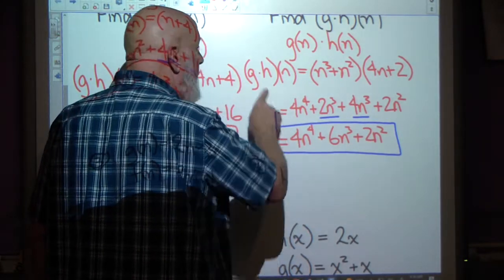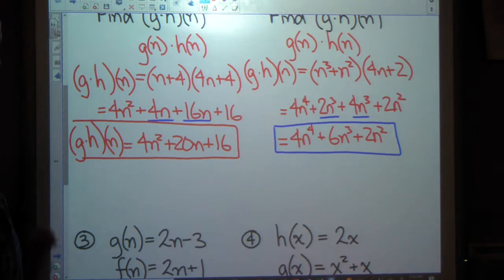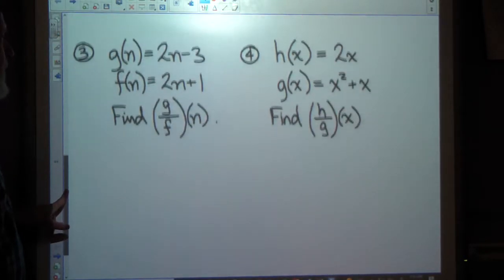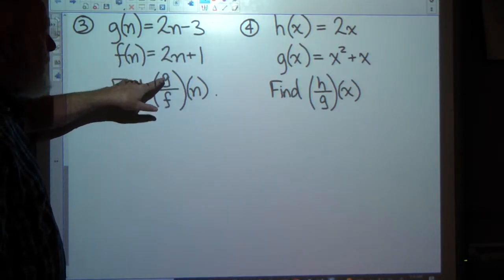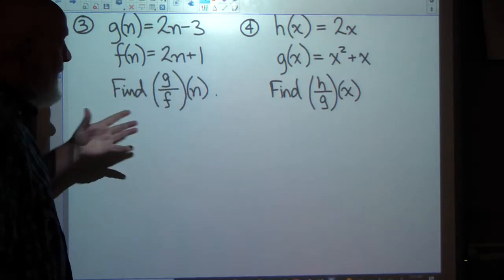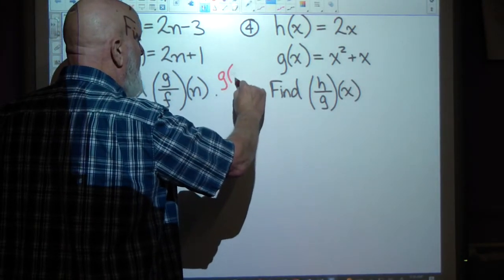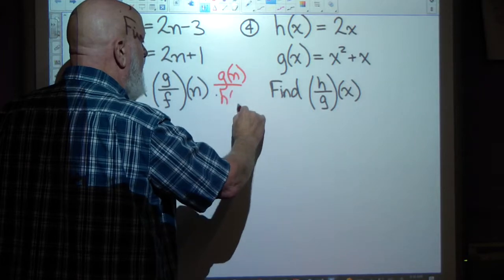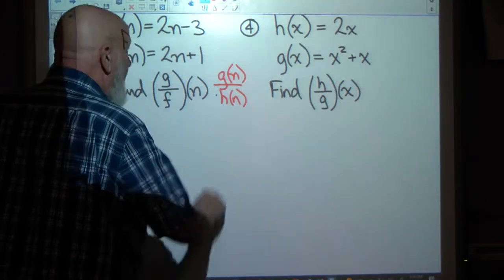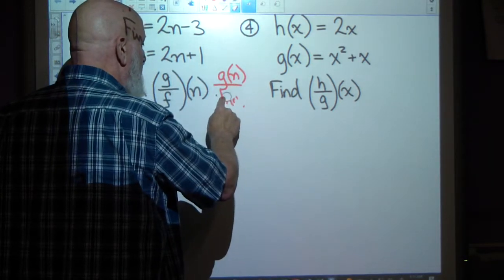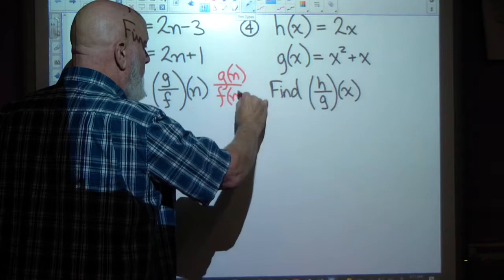And this is equal to g times h of n, which is g of n times h of n. All right, let's take a look at the next ones. I think we'll be dividing functions. Yes, we will. We're given a g function, we're given an f function, and we're asked to find g divided by f of n. And that could be written g of n over h of n. It could be written like this. They both mean the same thing. We're going to take the g function and divide it by the h function. Oh, I'm sorry, the f function. Getting old, my brain's slipping. There we go.